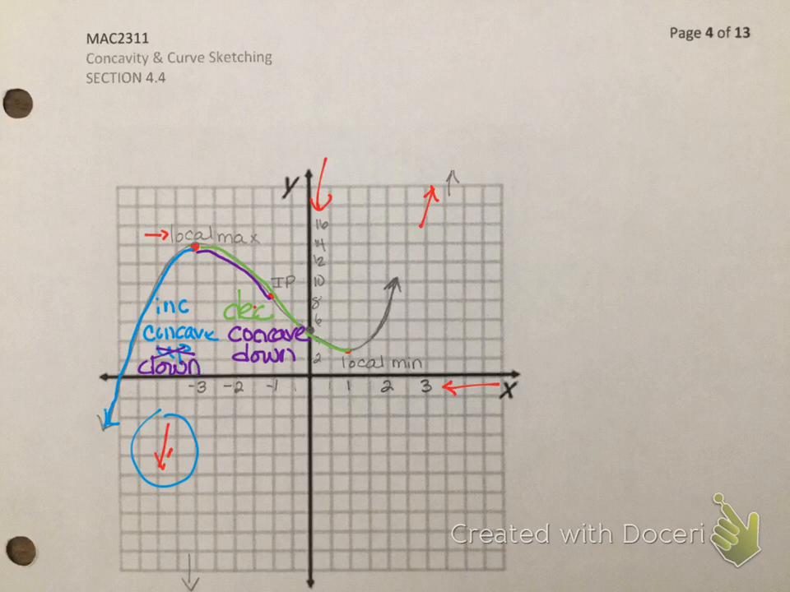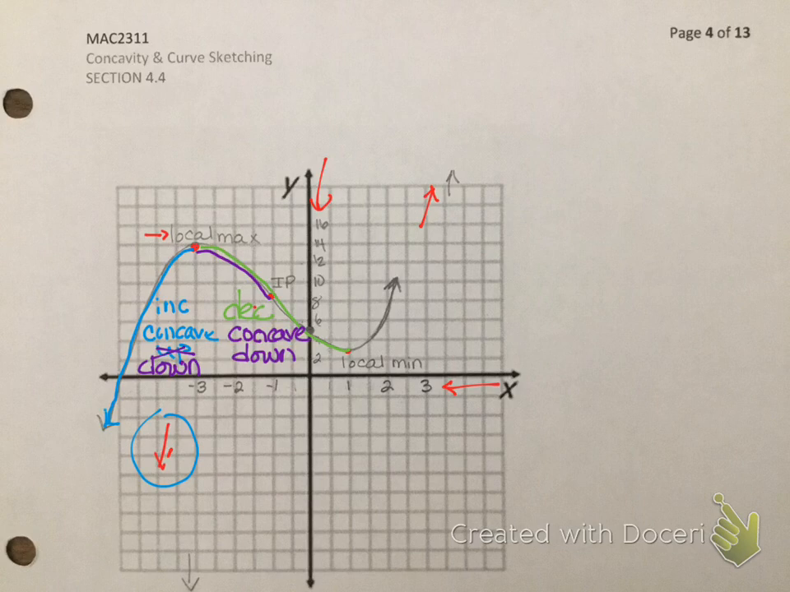So let me repeat. Look at the blue. My function was increasing and I was concave down until I got to -3. Look at the green. My function was decreasing from -3 to 1. Look at the purple. I am concave down from -3 to -1.